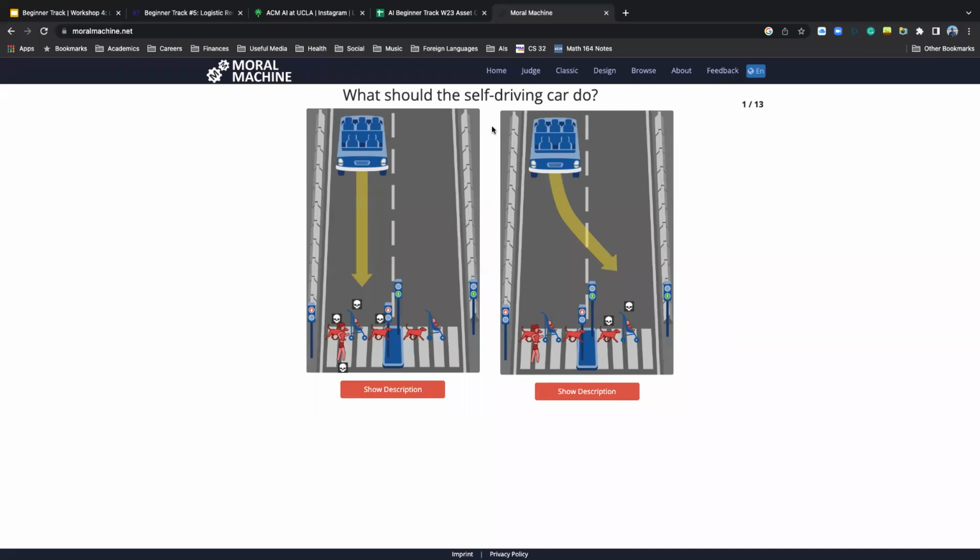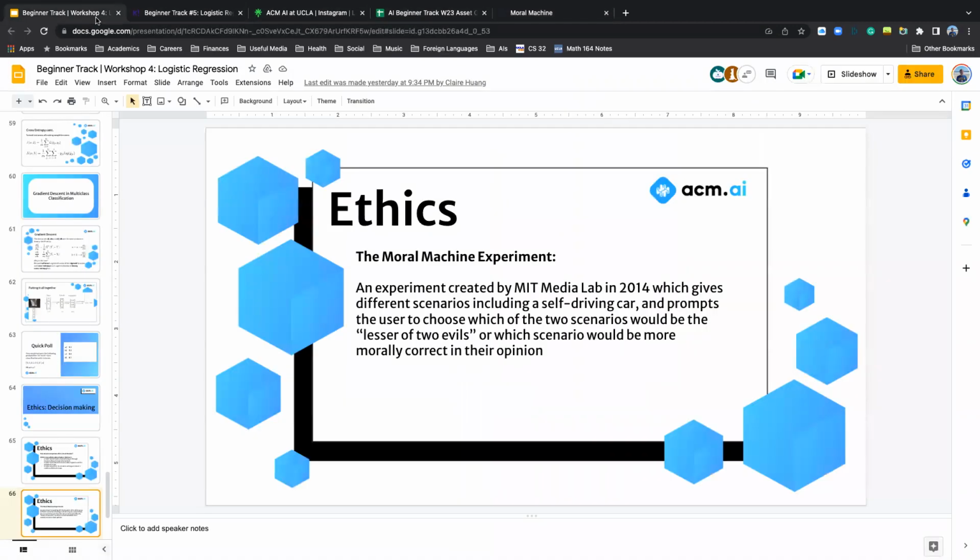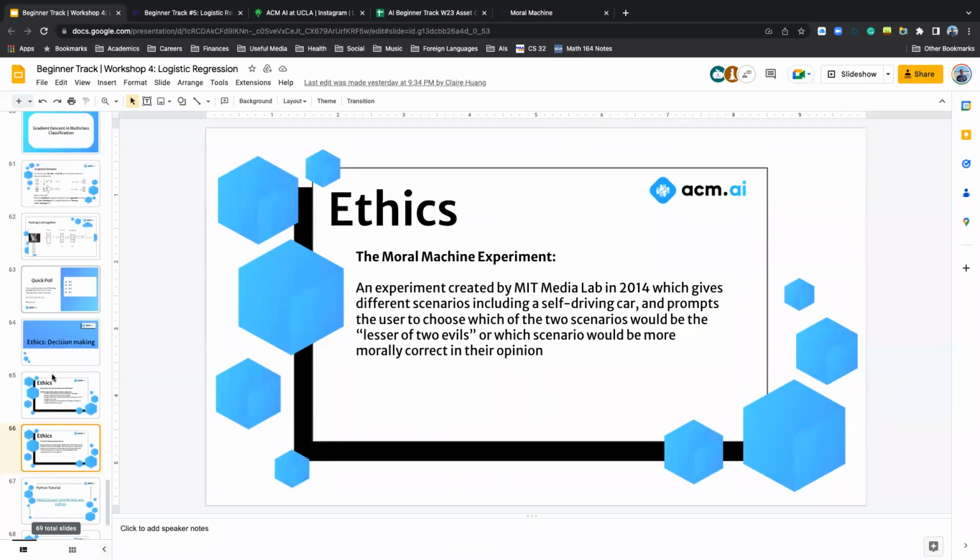So it is actually not as simple as black and white. It's not like, oh, this is the rule and everywhere in the world we have to follow it. There's actually a lot of thinking that has to go behind any AI system that has any kind of impact on humans.